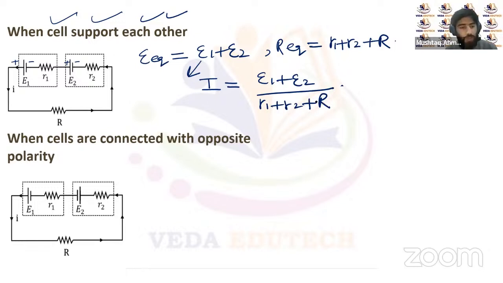Now, in the second case, we are just reversing the polarity of these cells. Here the polarity was from plus to minus. Now, in this case, it's from minus to plus. So we have just reversed the polarity.